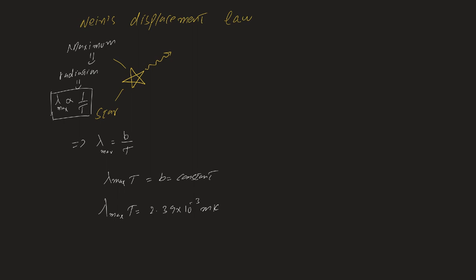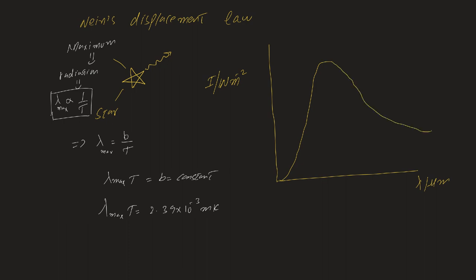So if you would like to plot a graph, then the graph will show a strange behavior. Here will be lambda along the x-axis, and here we have intensity, watt per meter squared. For example, sorry, I have to draw again.